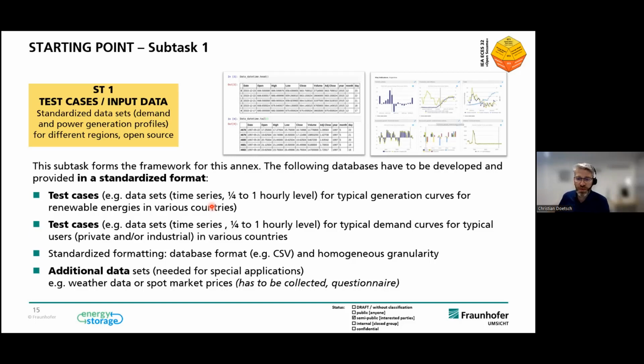and so on. And on the other hand, we started to say we want to have test cases for typical demand curves for typical users. Nowadays, we have learned this is very difficult. We will have at the end demand curves for good examples, not really for one typical, because a really typical demand does not exist at the end. So we try to get, I would say, a good example.